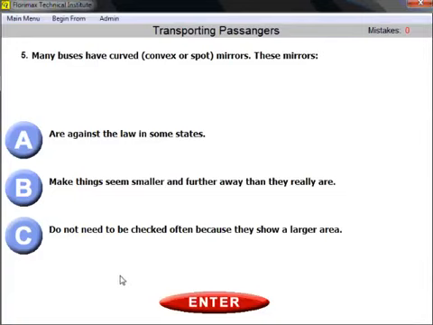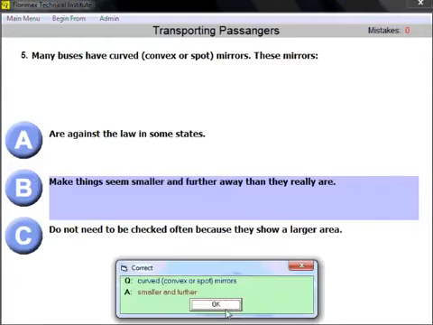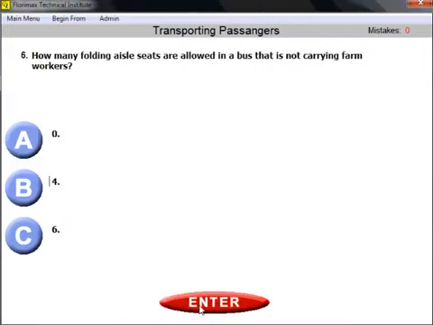Question number 5. Many buses have curved, convex, or spot mirrors. And you should be familiar from the general knowledge section with the right answer to this question. Those mirrors, curved, convex, or spot mirrors, make things seem smaller and farther away than they really are. Smaller and farther away. You should be aware of this fact.